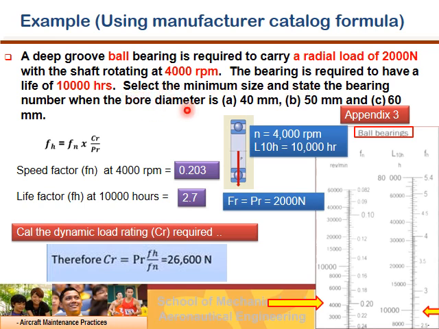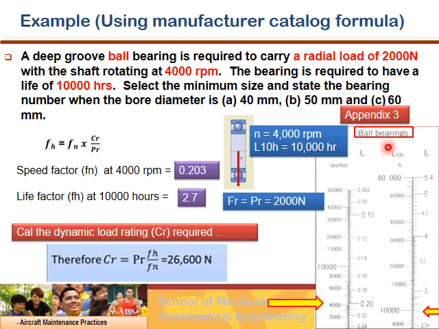We have 3 different ball diameters, 40, 50, and 60. We need to select based on all this loading. So I need to find my FH and Fn. I have my PR, where PR is equal to FR, 2000. Given N is 4000 RPM and L10H is 10,000 hours. If you go to your appendix 3 nomograph page, go to the left hand column, that's where you see ball bearing. The question stated a ball bearing, so go to the ball bearing column.